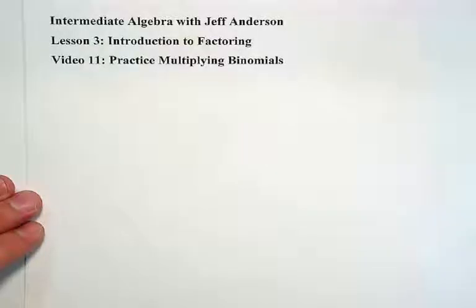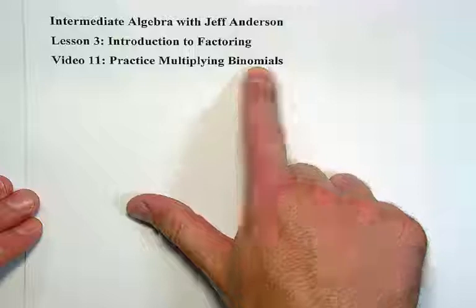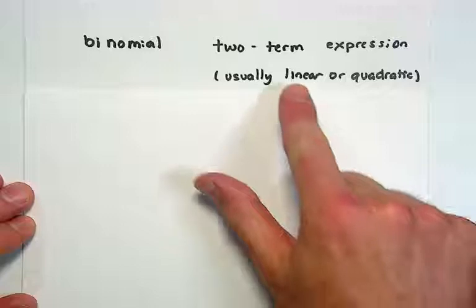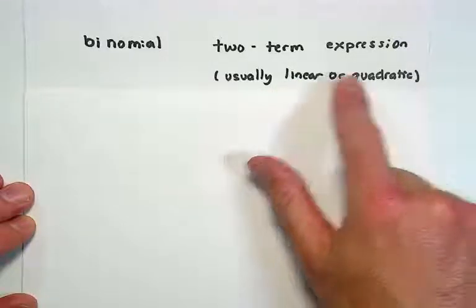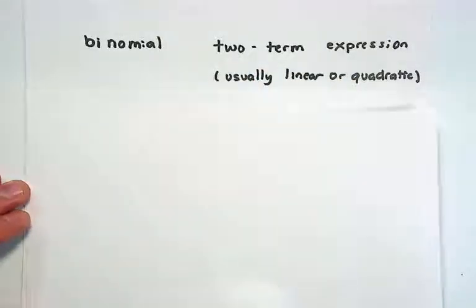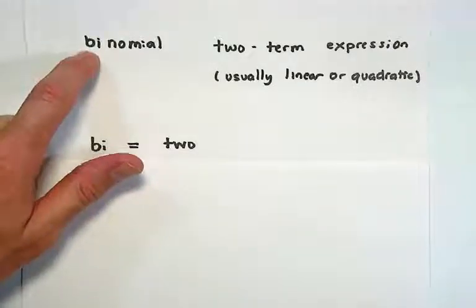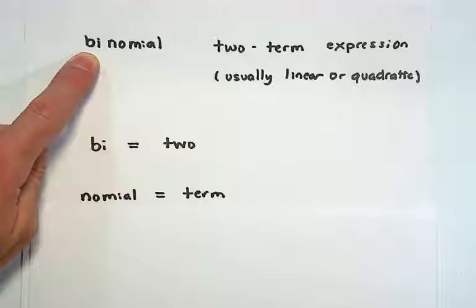Welcome back. In this video, we're going to use distributivity to multiply binomials together. Before we begin with our mathematical work, let's just define what a binomial is. A binomial is a two-term expression, and in this class, we're going to focus on linear or quadratic binomials. When reading that word, remember that little prefix bi means two, and nomial means terms.